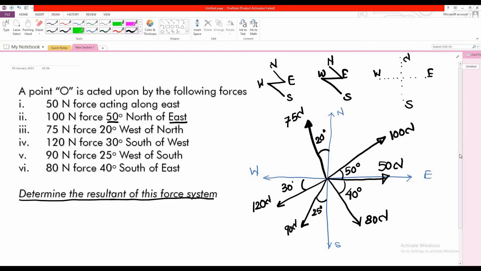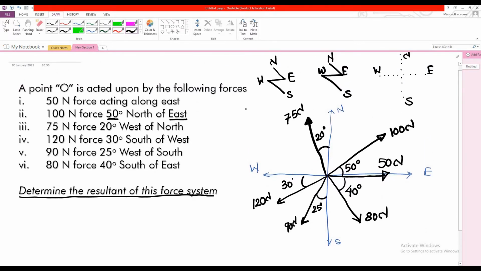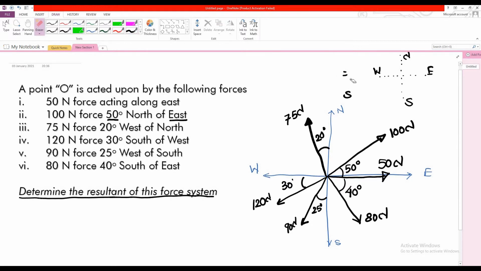Now the next thing is to conventionally solve the problem. How do we do it? We first resolve the forces. Okay, then what do we do? We determine summation Fx, summation Fy.